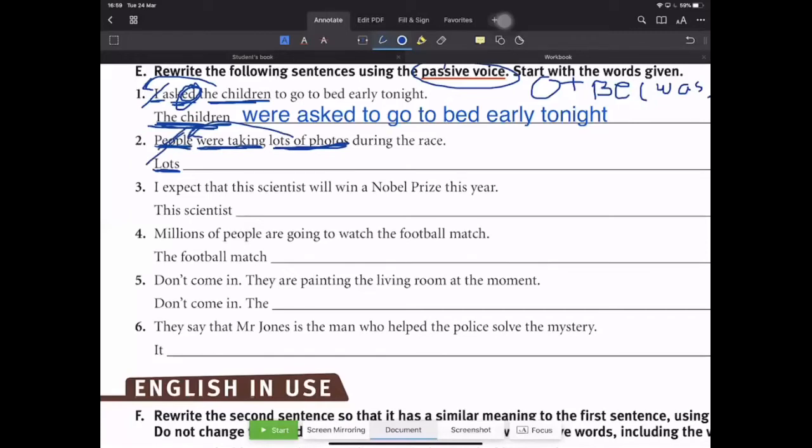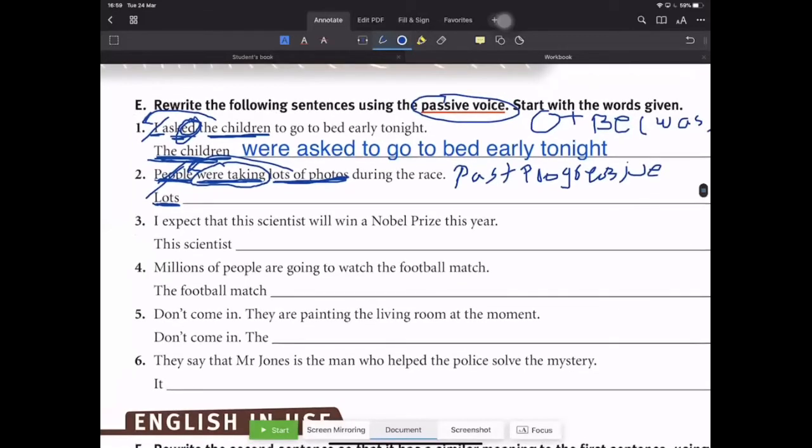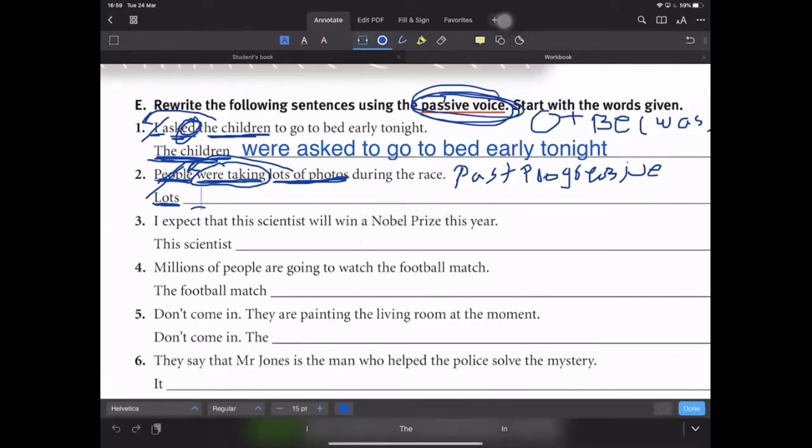بقول lots of photos لأنه عندي were taking، هذا إيش يسميه الزمن؟ past progressive، اللي هو الماضي. لما أجي أحول ال passive voice هنا إيش حقول؟ lots of photos were being taken. طبعا احنا مخيرين نقدر نوقف هنا وممكن نكمل during the race. وأخيرا أقول by people، مخير نحطها أو ما. Okay. I hope this is very clear.